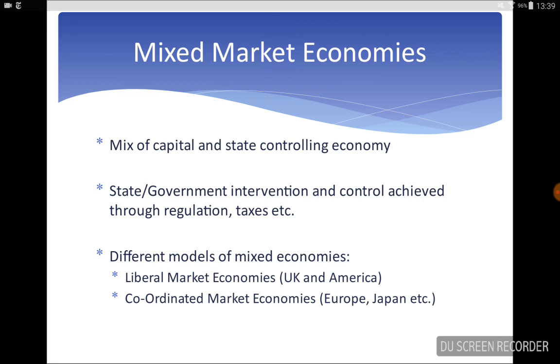So last bullet point here, we have different models of mixed economies, looking at the liberal market economies. So the UK is an example of a liberal market. But we also have coordinated market economies. In your exam, you're likely to be asked for comparisons between the UK liberal market economy and a European coordinated market economy model. So you're not just asked to write about the UK model or about mixed markets generally, it's more likely that you're going to be asked to do a comparison between those two.